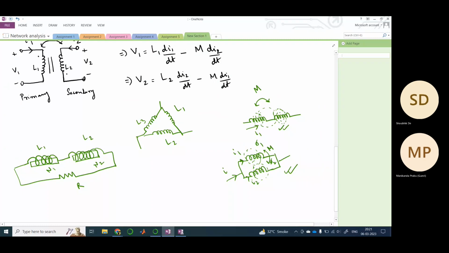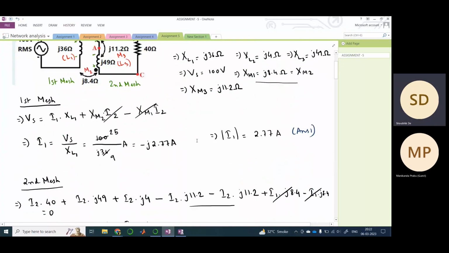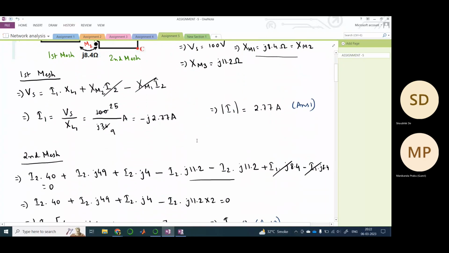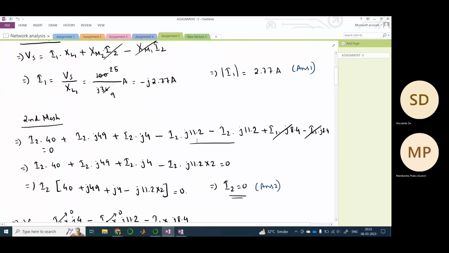Okay, sir. This is the circuit. And here also there was maybe a copper winding, and here there was a VS, right? Something like this, this is the circuit. I hope this is clear. Yes, sir. Okay.